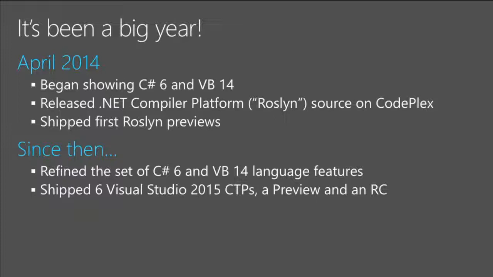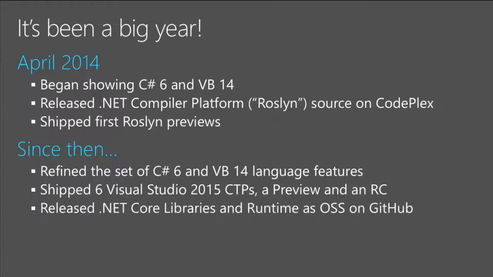And this feature set that we ended up with that's now in Visual Studio 2015 release candidate is somewhat different from what we showed a year ago. But we've taken that whole journey in the open. We also recently released the .NET Core runtime and libraries, open source. They're on GitHub, and everybody can participate, and a lot of people are participating from outside Microsoft with pull requests and so on.